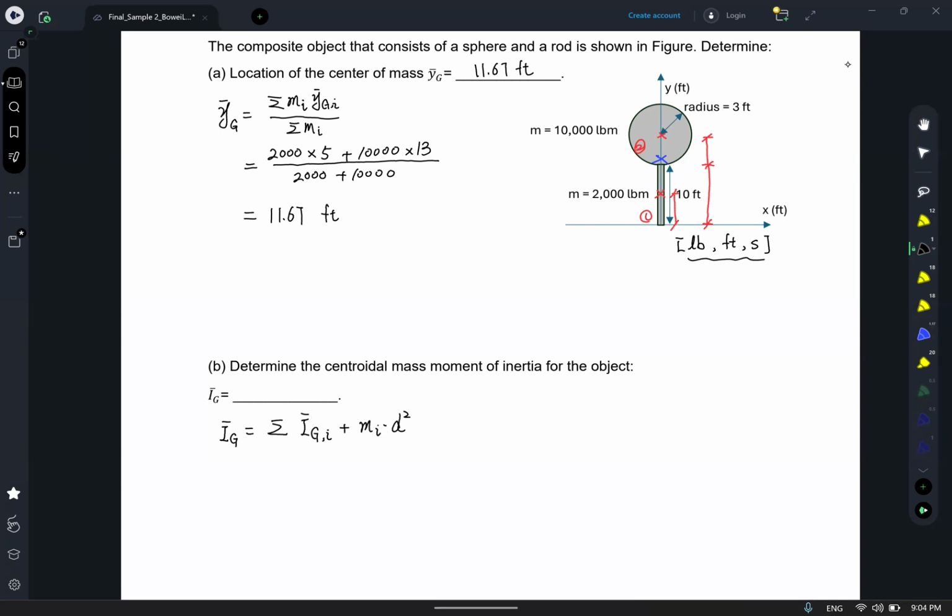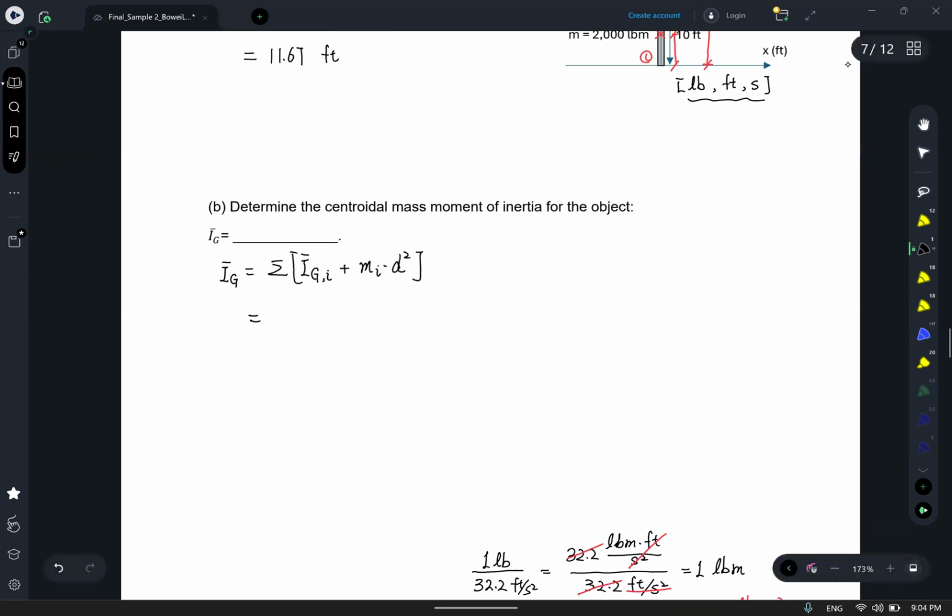Once we know that, we can go ahead and evaluate it. Part one here is the rod. What is the central mass moment of inertia? Well, we can go to the appendix.